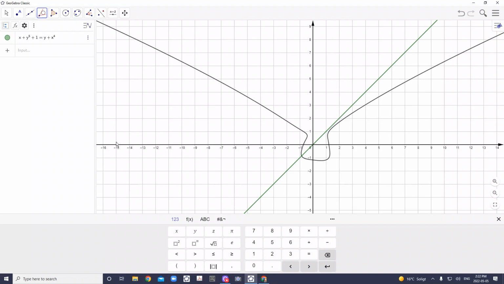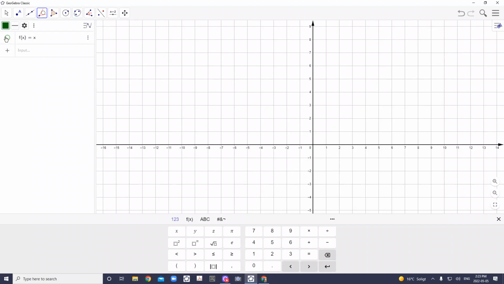So do you understand what's going on? Plus x y squared. Okay, so I don't really understand. Did I type it correctly? So x plus y to the power of 5 plus 1 equals to y plus, that seems to be correct. I don't know why GeoGebra does this, and Control Z doesn't work here.